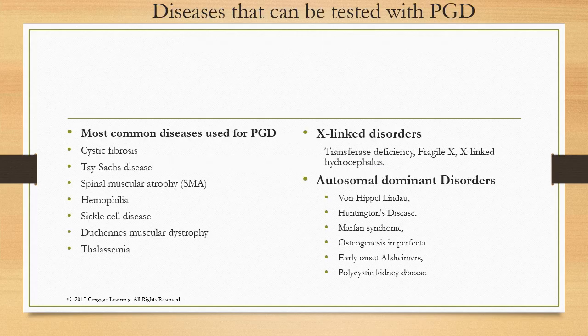So these are some of the diseases that can be tested with PGD. So most common diseases used for PGD, pre-implantation genetic diagnosis: cystic fibrosis, Tay-Sachs disease, spinal muscular atrophy, hemophilia, sickle cell disease, muscular dystrophy. Then some of those X-linked, remember the ones we talked about earlier, Fragile X, X-linked hydrocephalus, and then autosomal dominant disorders. So von Hippel-Lindau, Huntington's disease, the one I use, Marfan's, early onset Alzheimer's.